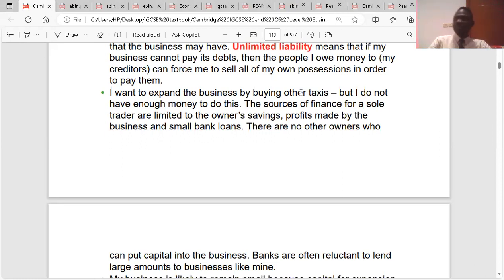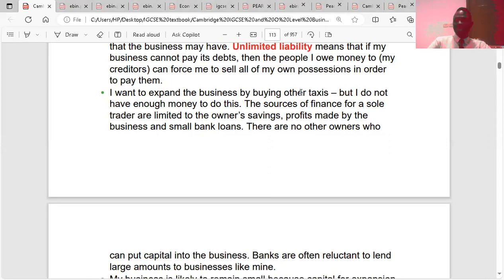He wants to expand. He wants to have more taxis. But to have more taxis, he needs to finance them solely from his savings or from the profit he makes, from his retained profit. Nobody wants to give him money, except if they want to join the business. Do you get the point here? So sole traders do not have the financial capability to expand most of the time. And they find it difficult to raise finance externally.